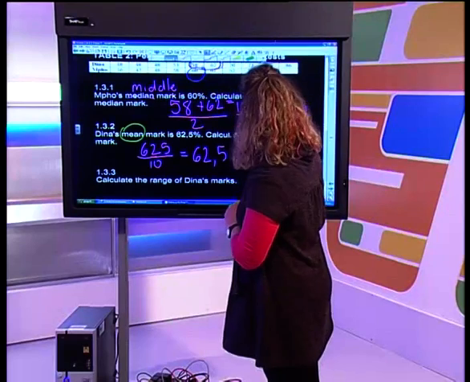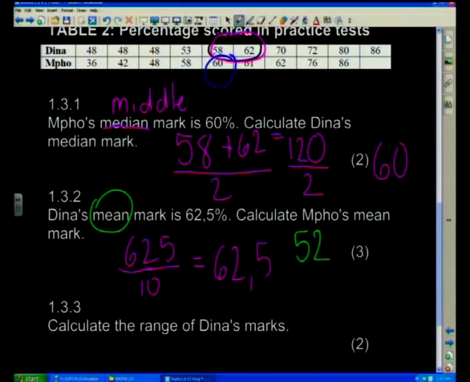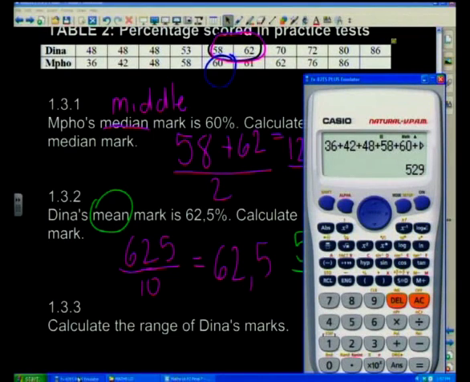Just write that down. It's going to be 529 divided by, should be 9 because it's 1 less than Dina. 1, 2, 3, 4, 5, 6, 7, 8, 9. And let's get our calculator back. 529 divided by 9. That gives us, to put it into decimal form, 58.